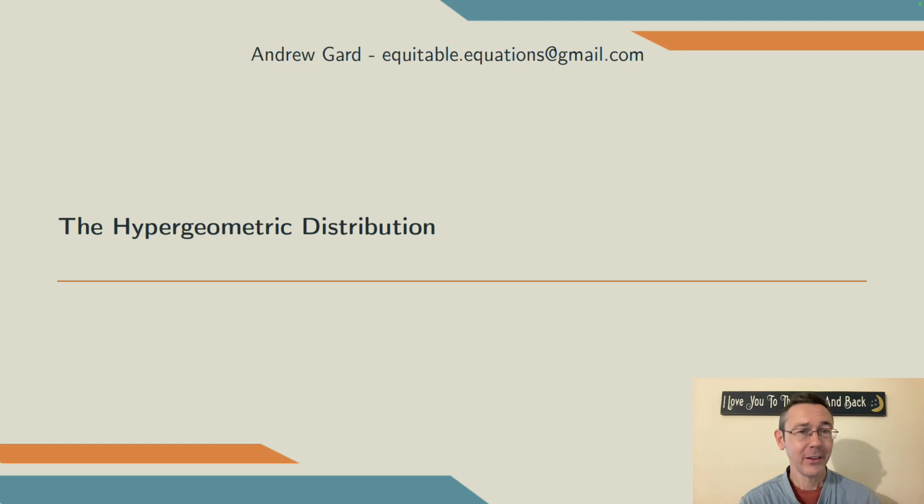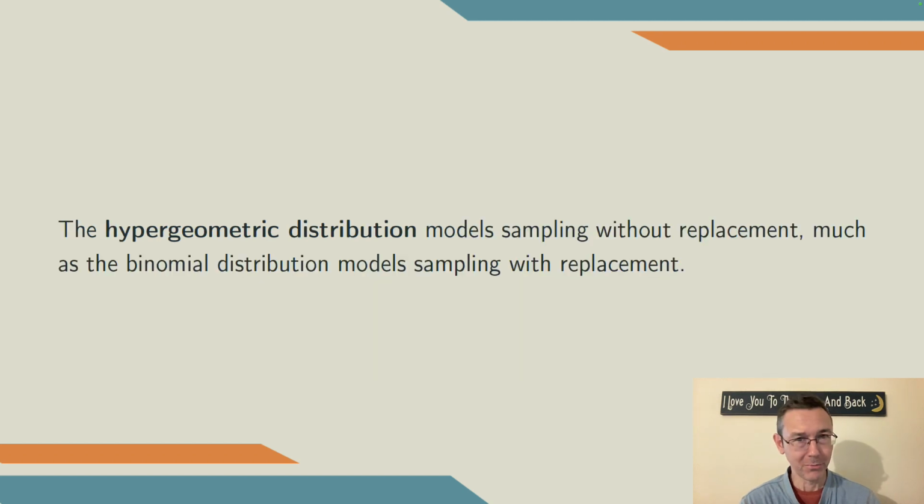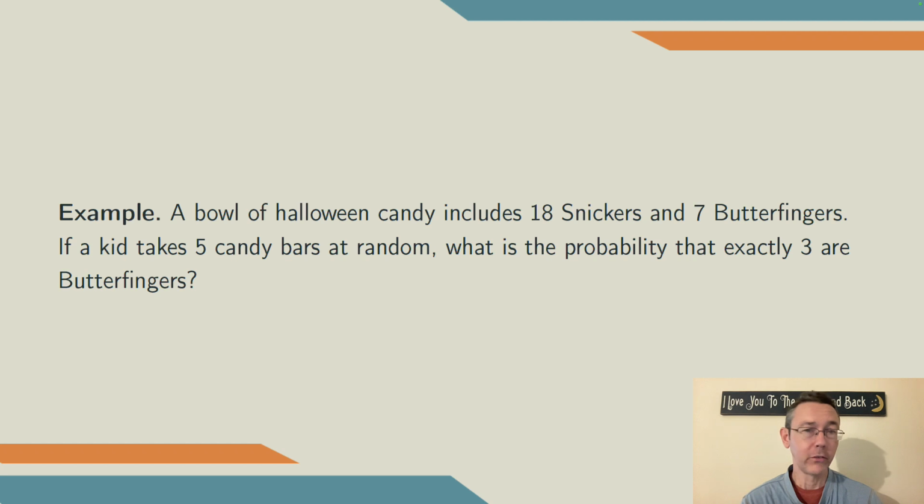Hey everybody. Today we're talking about the hypergeometric distribution, which models sampling without replacement, much in the same way as the binomial distribution models sampling with replacement. Let's start with an example and then we'll get into some of the more general ideas here.